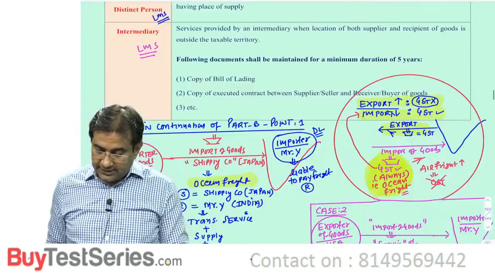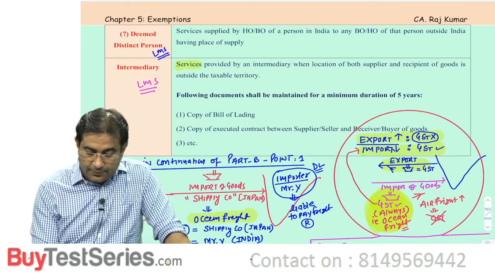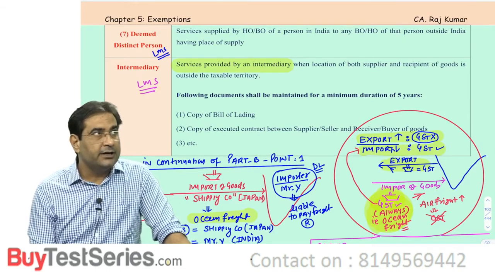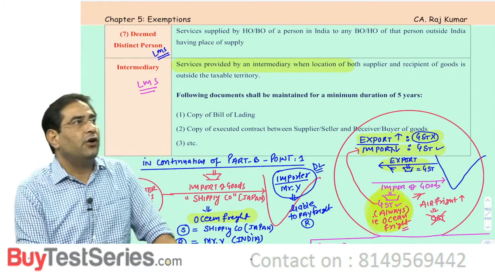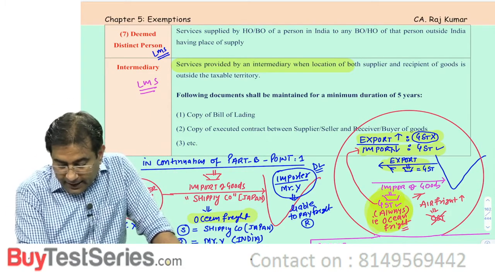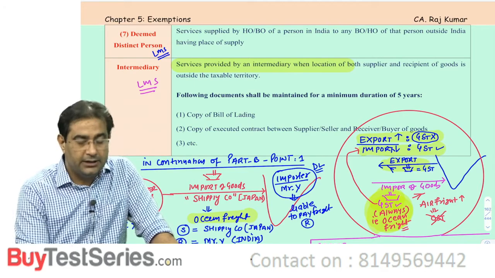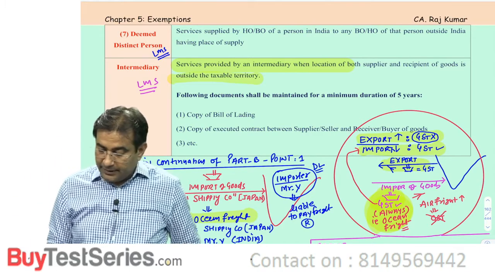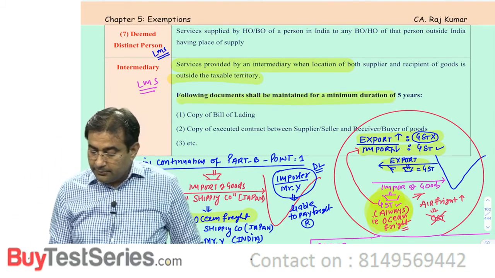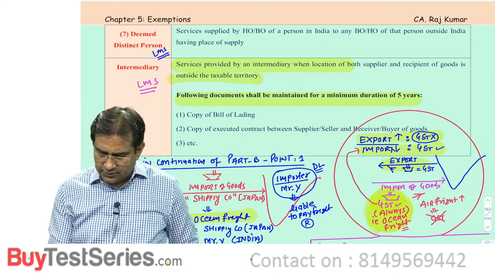This was the final scenario in this particular situation: intermediary. Services provided by an intermediary when the location of both supplier and recipient of goods is outside the taxable territory. Okay. The following documents shall be maintained for a minimum duration of 5 years. These are some of the specified conditions, no issue.